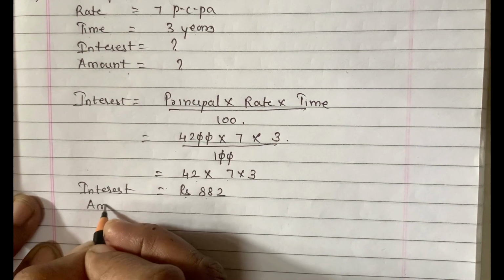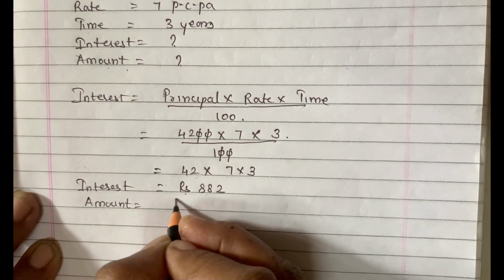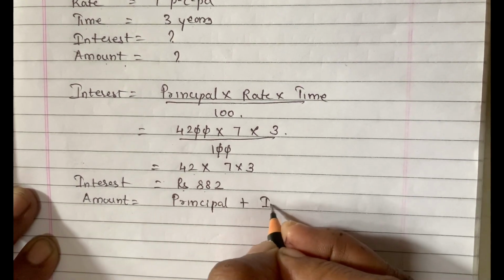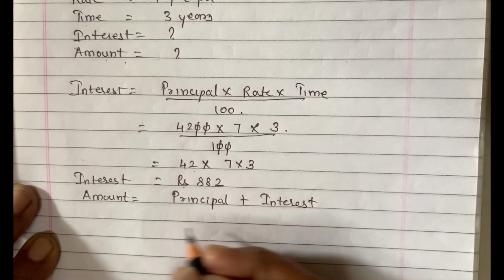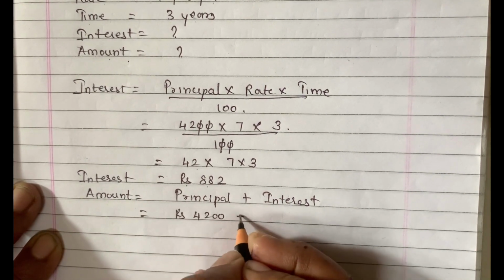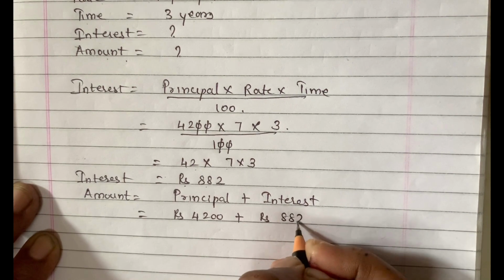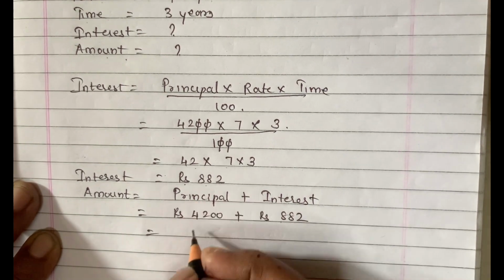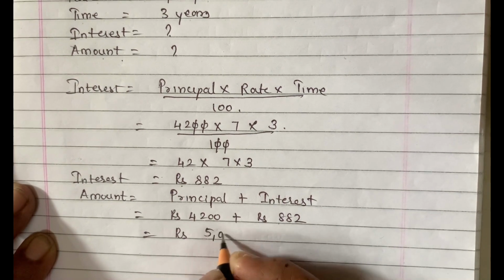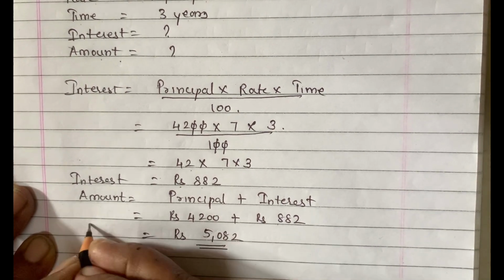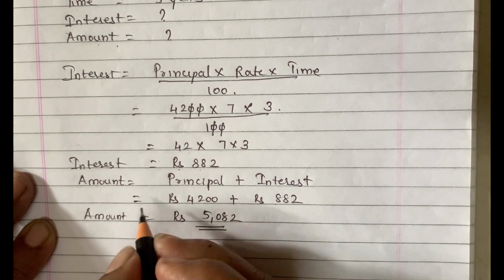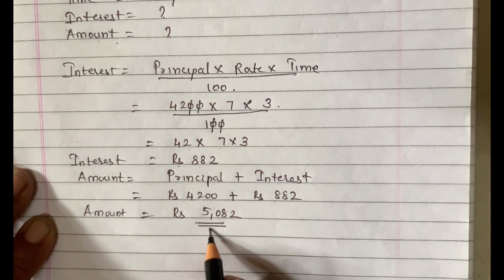We need to calculate amount also. So the amount formula is principal plus interest. Principal is how many rupees? 4,200 plus rupees 882. Interest is 882. So you will get how much? 5,082. So amount is 5,082. So we have calculated interest as well as amount.